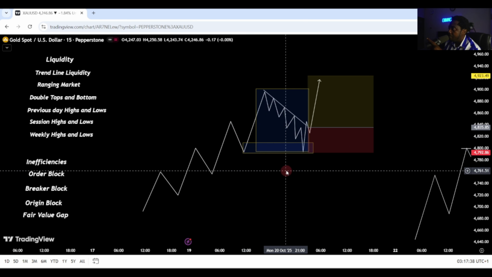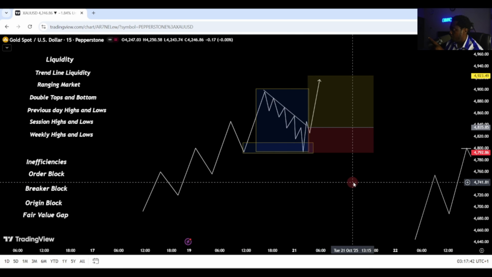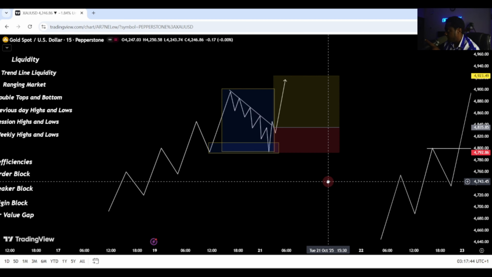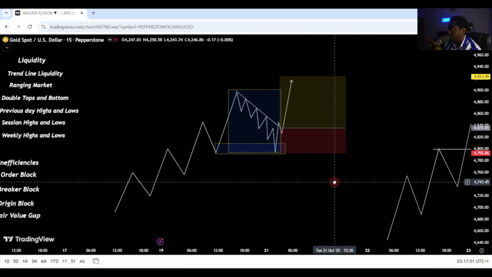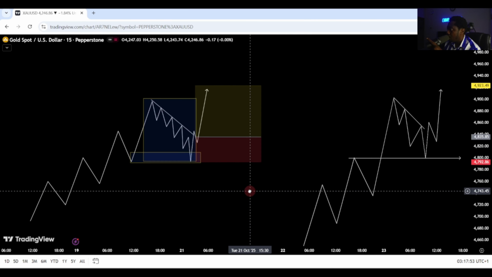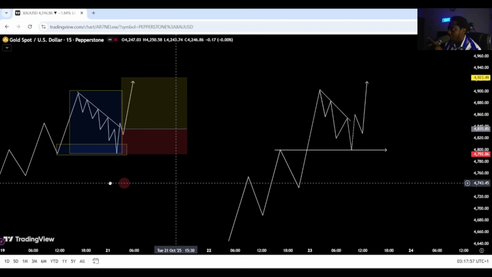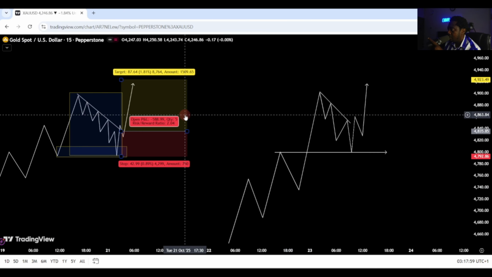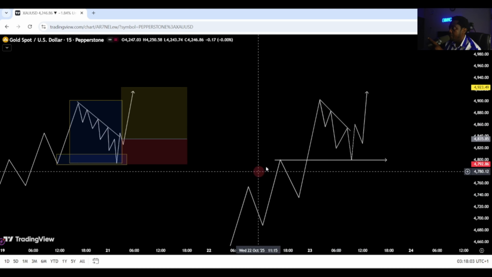Now let's see the same example on a breaker block. We are still using the trend line liquidity as the liquidity within the range. So this other example here is an example of a breaker block.